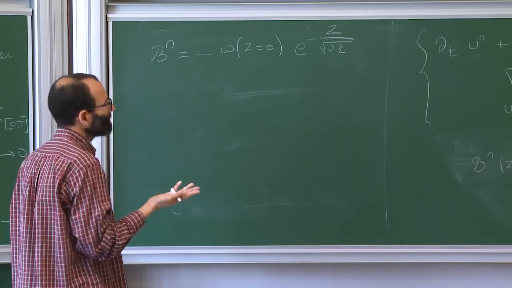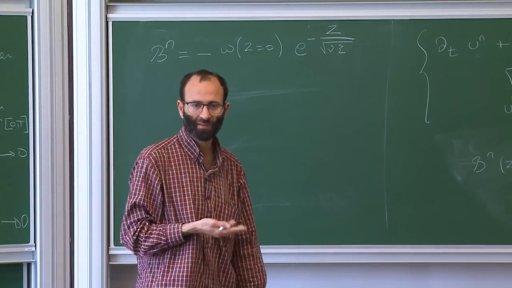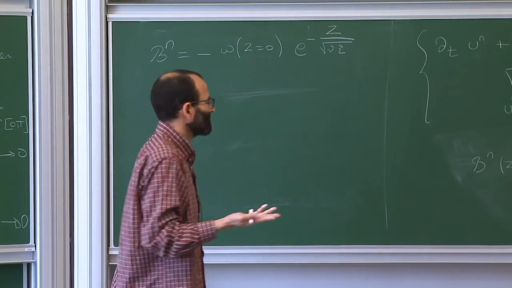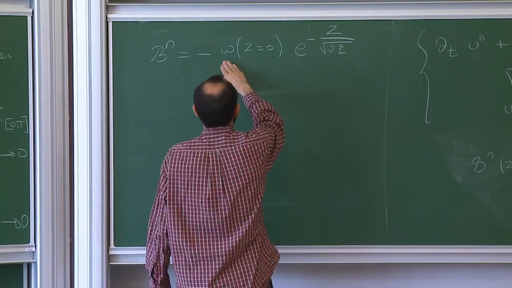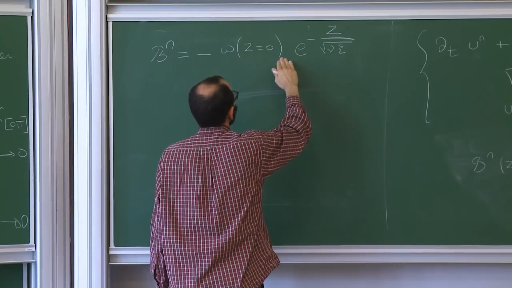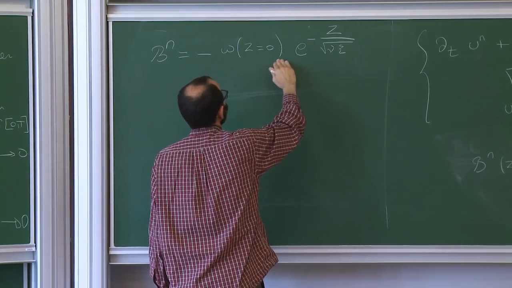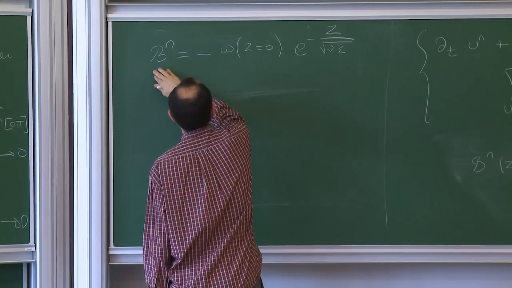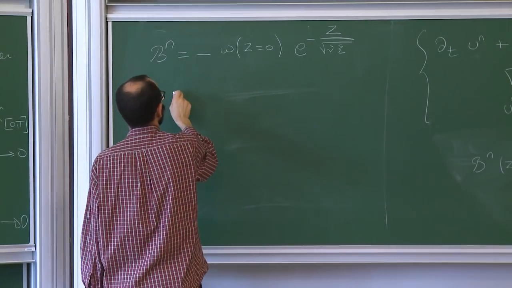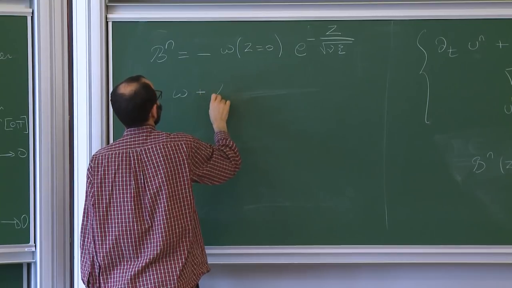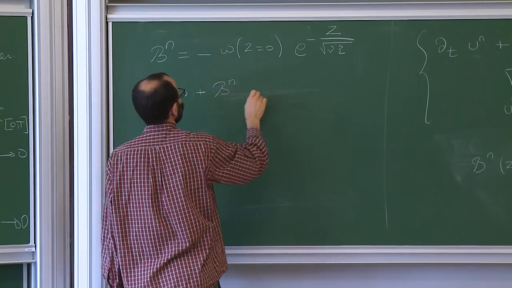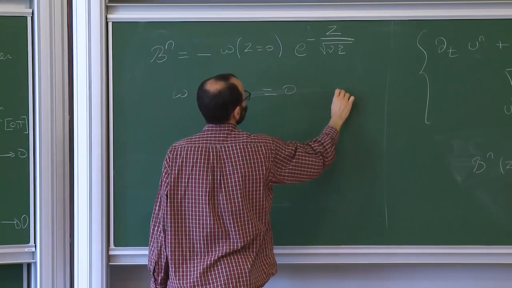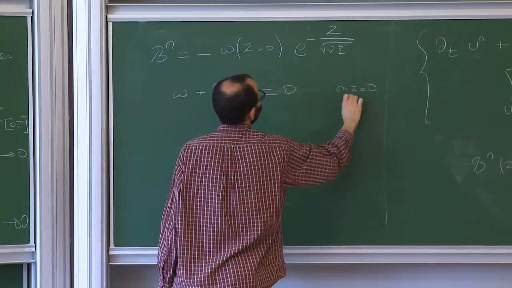So you just put some boundary layer. This is like the simplest boundary layer you can think about, but it doesn't solve any equation. It's not coming from an equation. You just have the boundary condition that is bothering you. This is not zero, and so you add this. Then if you look at this plus Bn, this will be equal to zero on z equals zero.